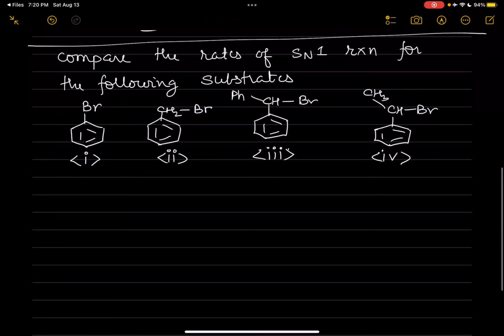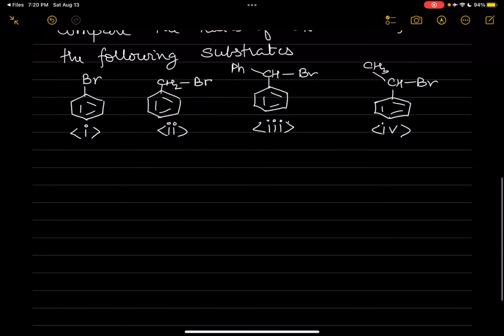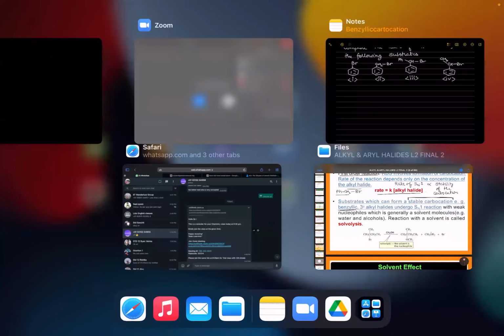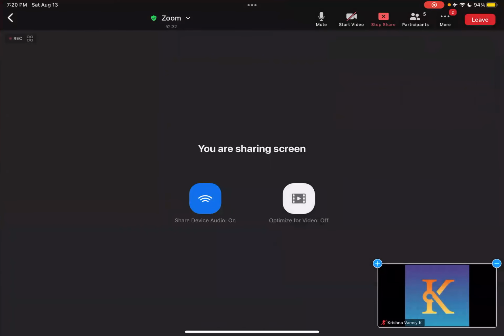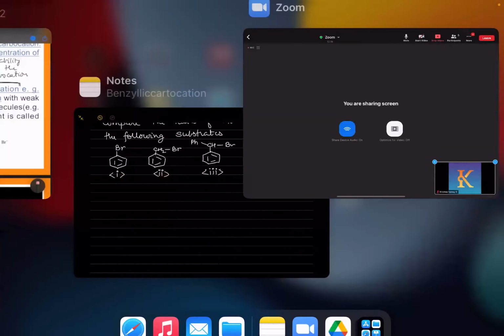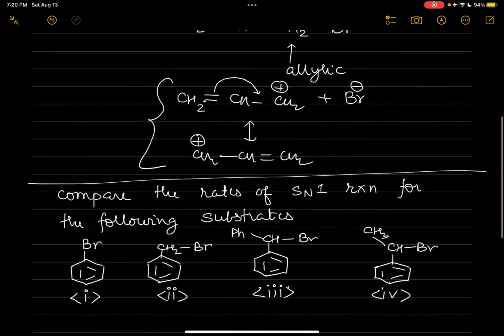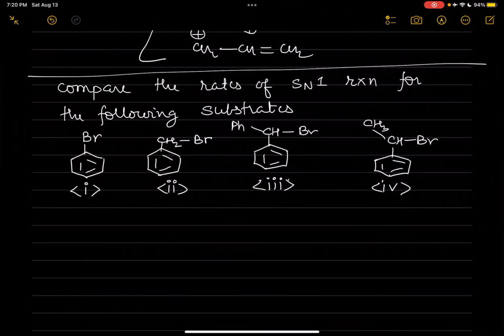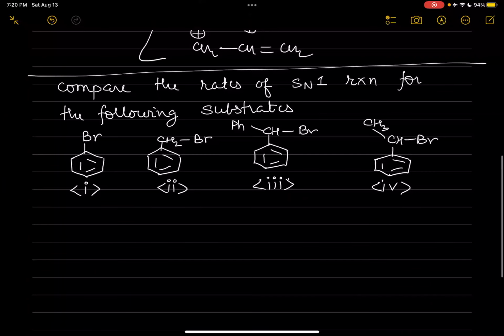Br. Yeah, Br is the same in all the cases, right? So what is changing then? What is changing and how is it going to affect the rate of SN1? Yeah, the carbocation. You need to check the stability of the carbocation, right? So where is it going to be most stable and where is it going to be least stable?